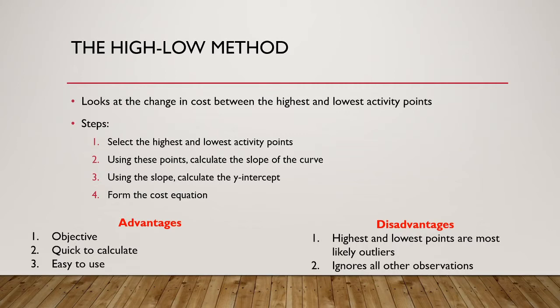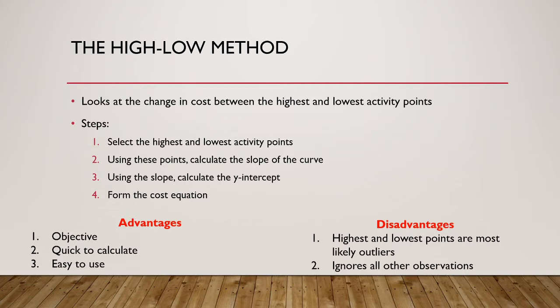The first is that it only uses the highest and lowest points. These 2 points are at the extreme ranges of the activity levels and are unlikely to represent normal operations. Rather, they most likely represent outliers, which could skew our cost estimation. Also, because it only uses the 2 most extreme observations, we are ignoring all other observations and essentially discarding valuable data. These 2 disadvantages result in an increased potential for misrepresentation.